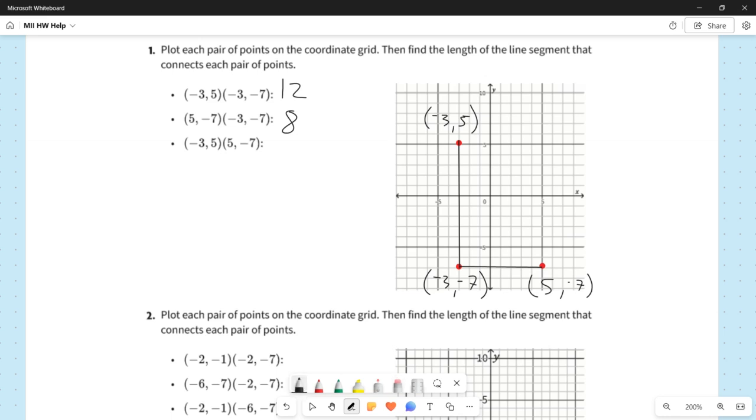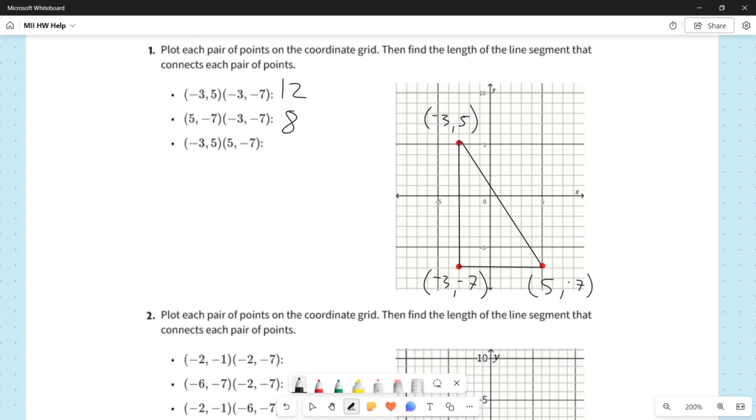All right, so the last thing that we need to do in this problem is find the length of the line segment that connects -3, 5 with 5, -7. So it's going from here down to there, just like that. Now, to find the length of this line segment, it's a little bit more complicated than the first two, and the reason is because it's not a horizontal or vertical line. It's kind of slanted, and so we can't really count the boxes here.